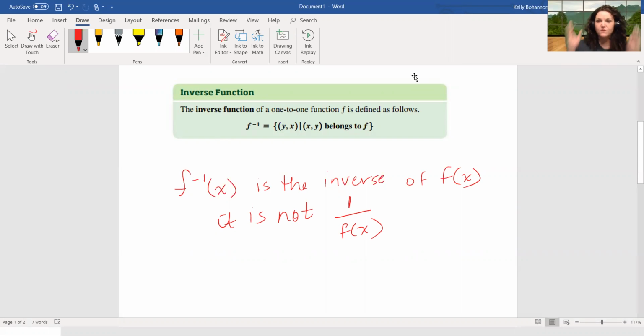The inverse is switching x and y, whereas the reciprocal is taking whatever the function happens to be and flipping it over. So they are not the same thing, and we confuse them often. So just want to make sure we don't do that.